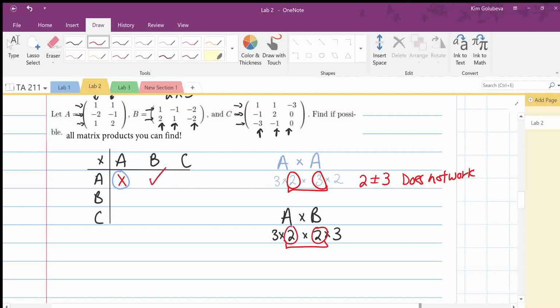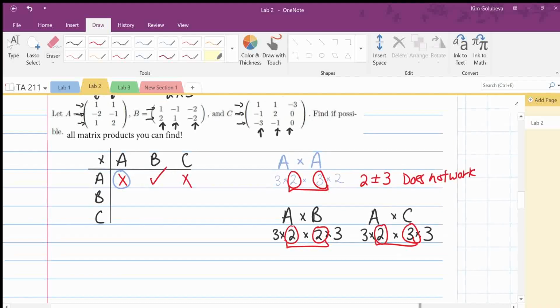Okay, in the same fashion, we're going to do A times C, and so we have a 3 by 2 by 3 by 3. Look for the inner dimensions. They do not match, so this one doesn't work.